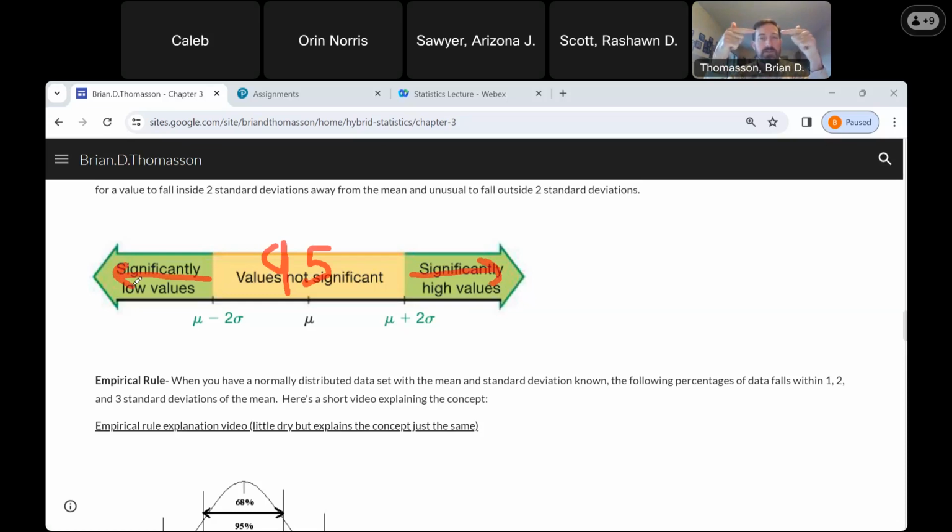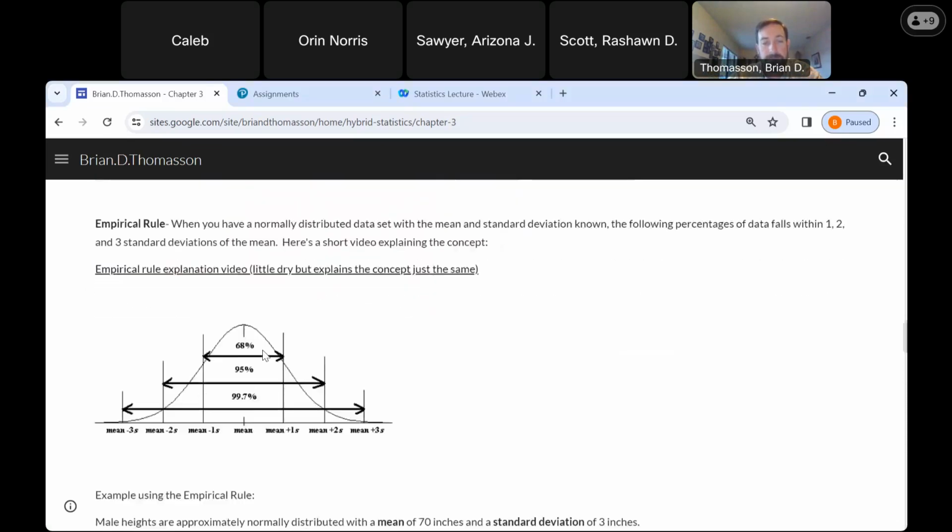Inside, 95% is going to fall inside 2 standard deviations. The other 5%, 2.5% in either direction, are going to be significantly low and significantly high. So that's where that's coming from, with the plus or minus 2 standard deviations.